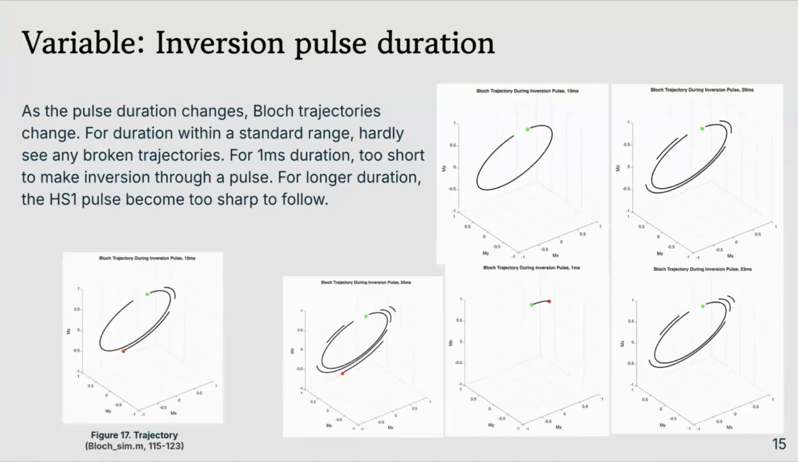And for the shorter duration, 1 millisecond, the inversion pulse was just too fast and the inversion doesn't satisfy 180 degrees. For longer durations, the pulse becomes too sharp, so the adiabatic condition wasn't satisfied, and there are so many broken trajectories, indicating that the B1 homogeneity does matter for this condition, and it becomes a non-adiabatic case.